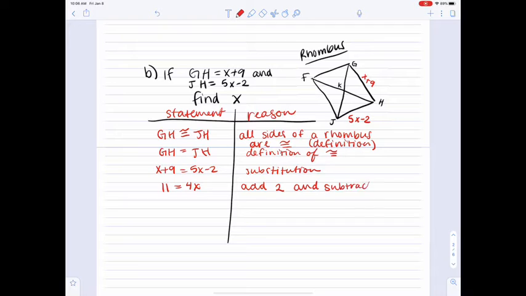So I did two things there. You have to do the math on the side if you want to, but we added 2 to both sides and subtracted x to both sides. So then our final answer is x equals 2.75, and that's dividing by 4. All right, so that's the answer right there.